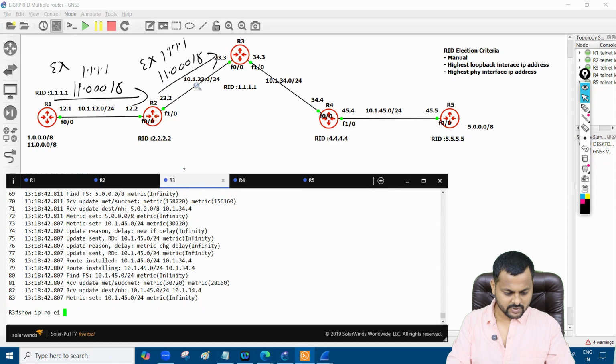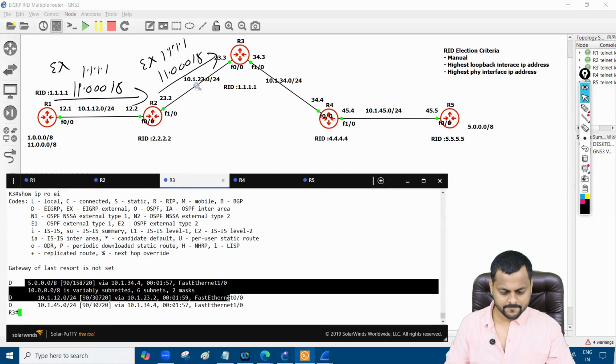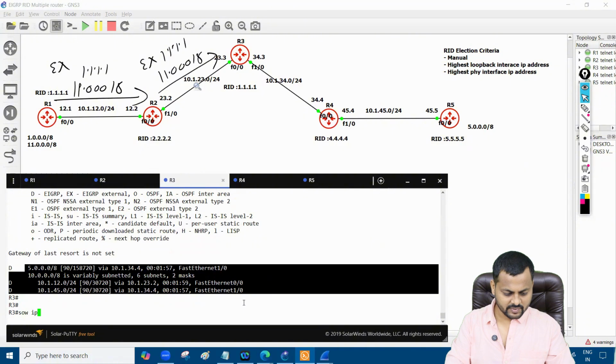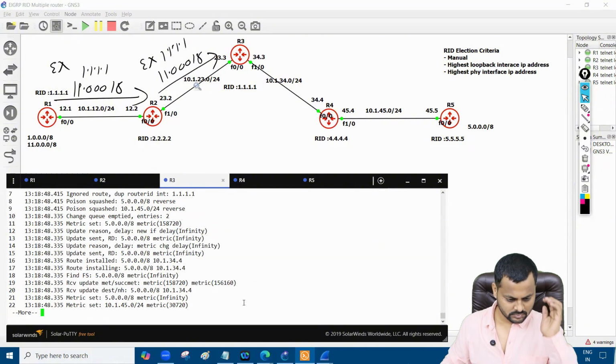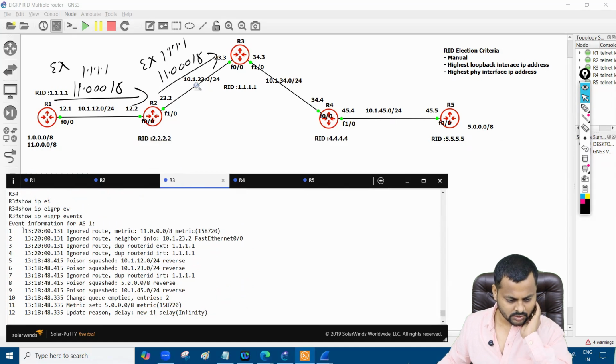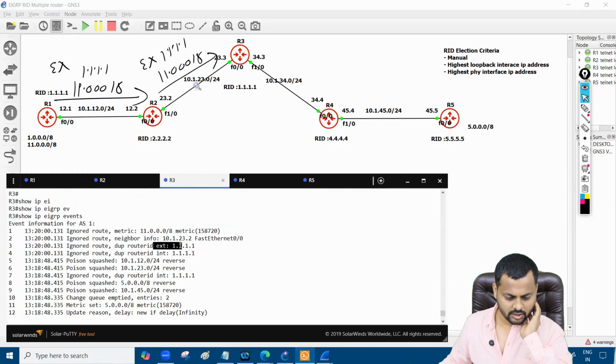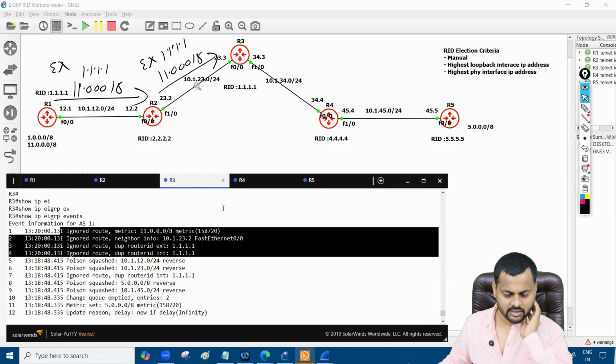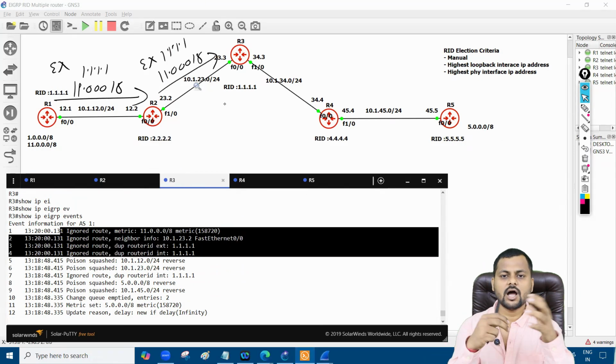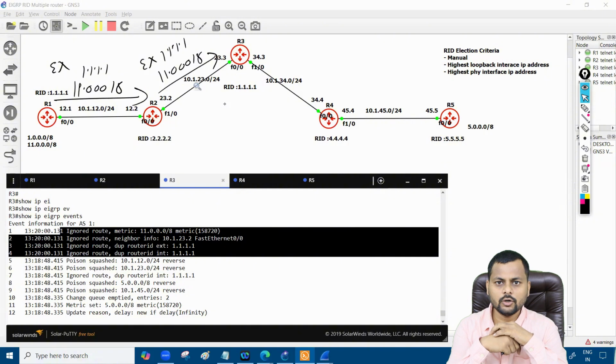So show IP route EIGRP, I'm not expecting it. Same thing, if you see the show IP EIGRP events as well, you see it ignores the metric for 11.0/8 because of the duplicate router ID. This is the external route right now. I'm just ignoring it. So this is how you can prevent the loop in the EIGRP protocol based on the router ID. It's not only preventing the internal route, it also does so for the external as well.